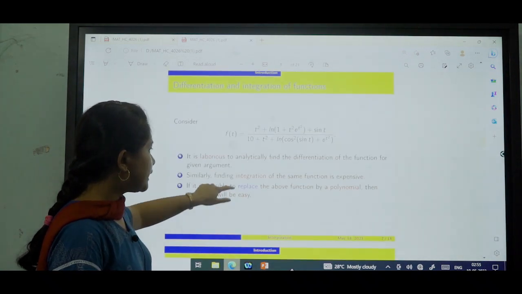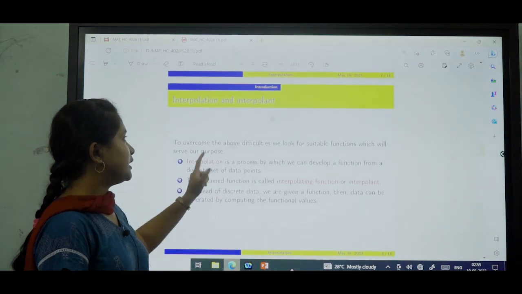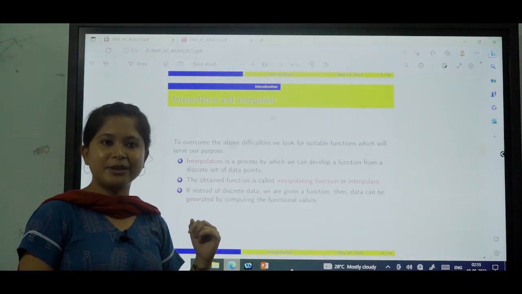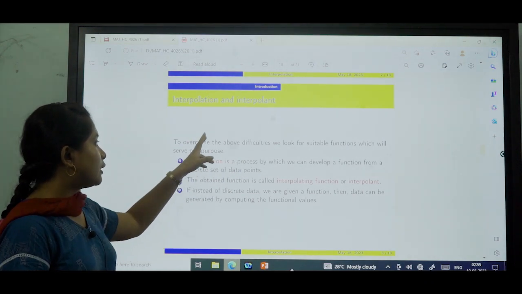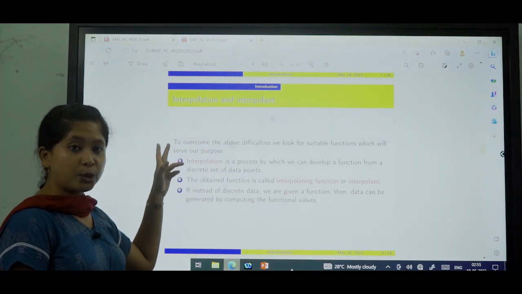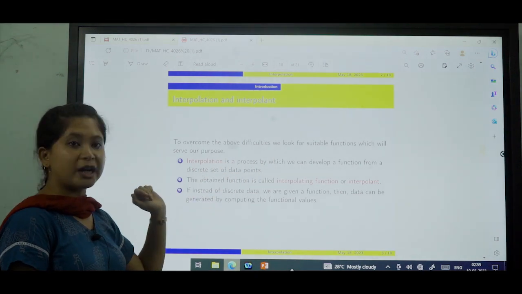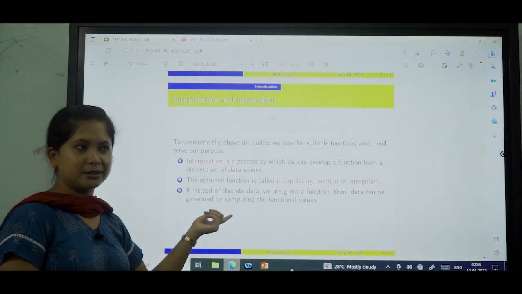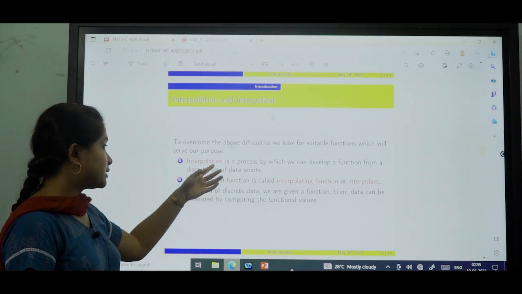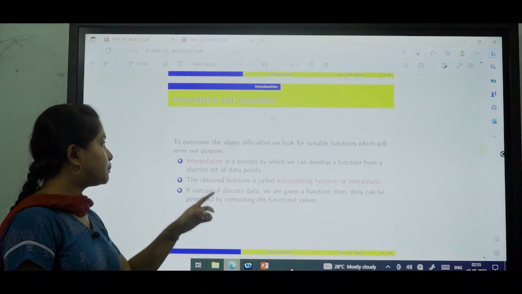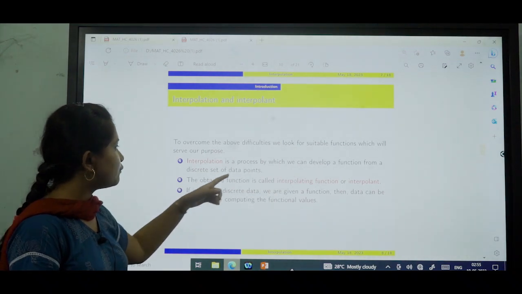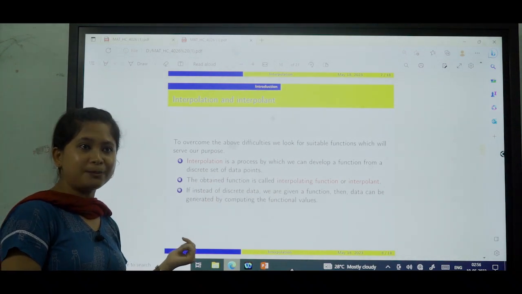So now we can go to the definition of interpolation. Now after all these examples, it is clear to you. So what is interpolation? To overcome the above difficulties, we look for a suitable function which will serve our purpose, and the process is called interpolation. Interpolation is a process by which we can develop a function from a discrete set of data points.